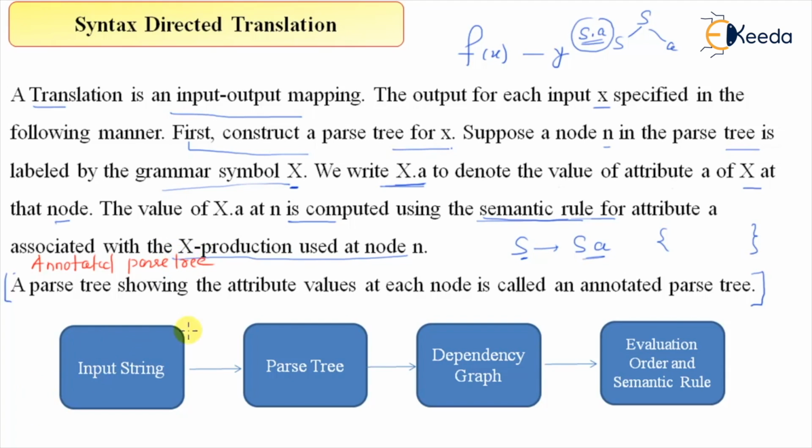Now we are ready to move on with the example. We have done many definitions, and this is the process. There will be an input string, and we draw the parse tree. Based on the parse tree, we construct a dependency graph, the evaluation order, and the semantic rules. Finally, the evaluation order and semantic rules perform the computation of values. That is basically syntax directed translation and its definition.